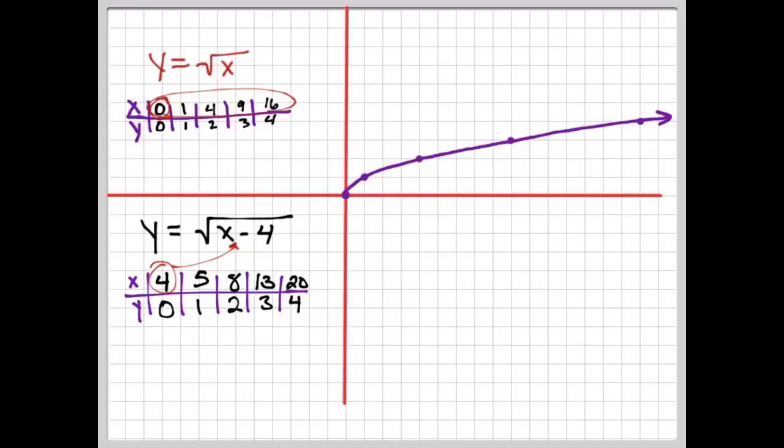So now all of our points are shifted 4 units to the right. What was 0, 0 is now 4, 0. What was 1, 1 is now 5, 1. What was 4, 2 is now 8, 2. 9, 3 becomes 13, 3. And 16, 4 becomes 20, 4. Then we just draw our curve.